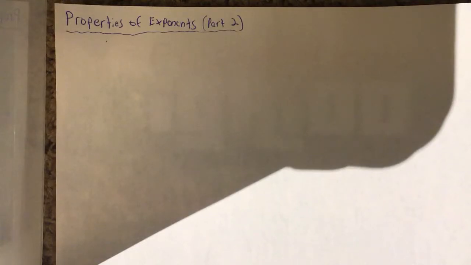Today we're going to be discussing properties of exponents, part 2. We're going to go into a couple more formulas and examples with how to apply exponent properties. But first, we're going to review the first part of the properties of exponents, the three things we talked about: product rule, quotient rule, and negative exponents. So let's put down the theorems again.